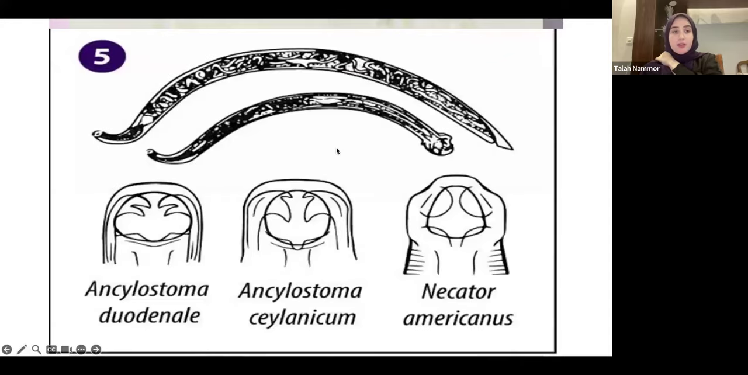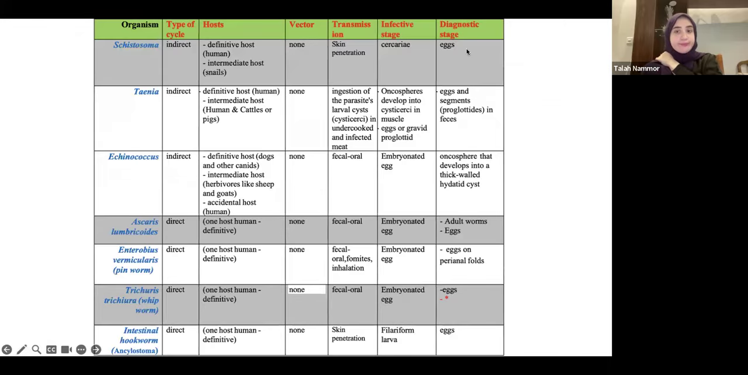Okay, ankylostoma is the thing that is out of the blue. Is that clear? I think it's clear, guys. We went through all the photos and we explained. Now before we continue, let's revise these things together.